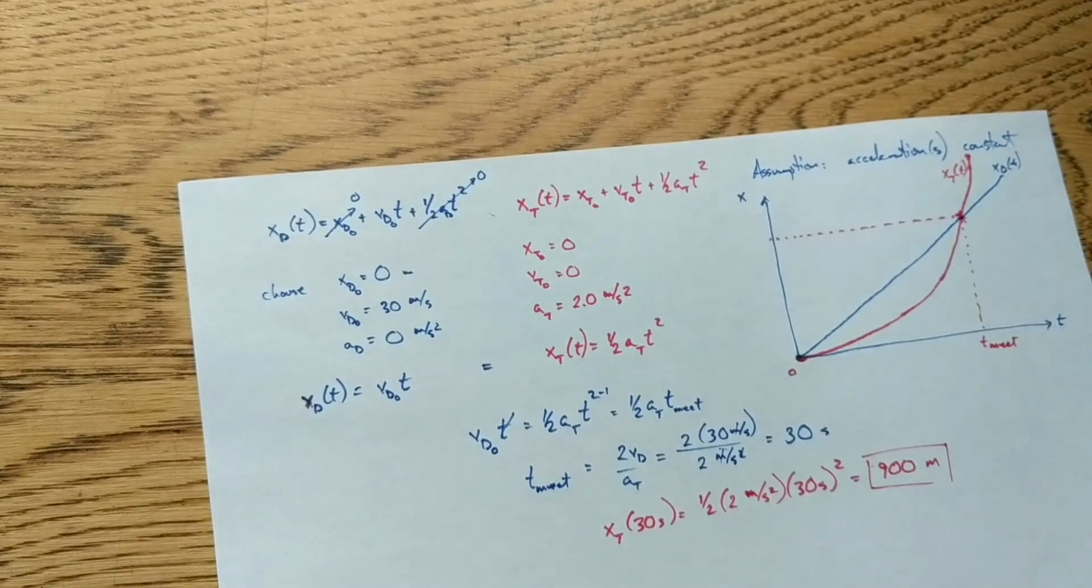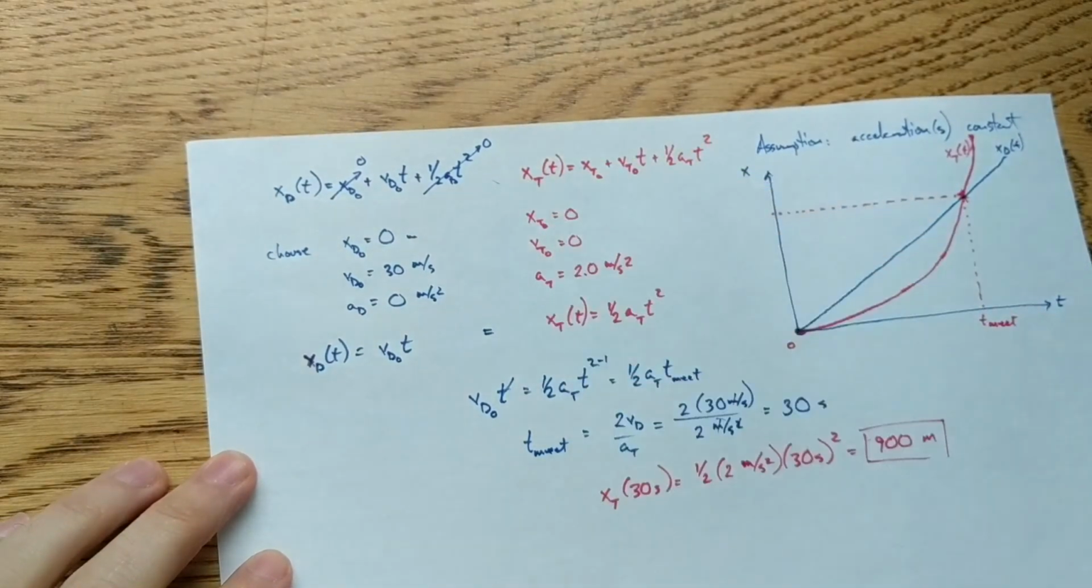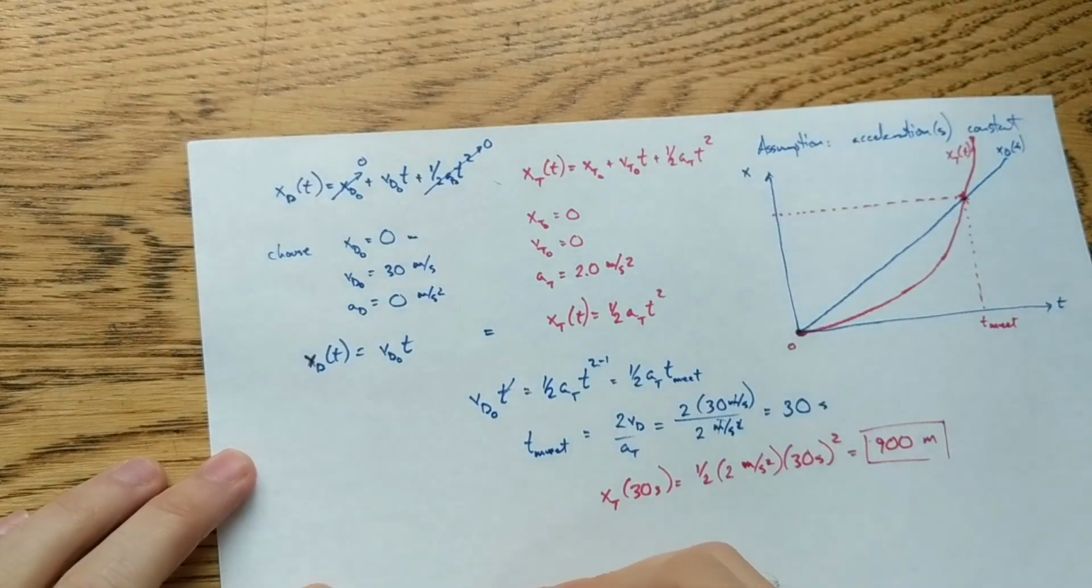What is her speed as she passes him? We didn't answer that question. So her speed now, to figure out speed, we could take the derivative of this equation, or you might just remember it.